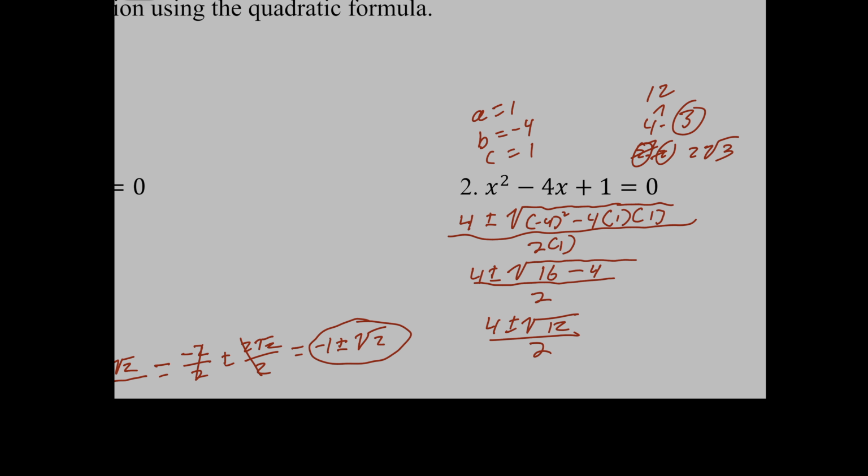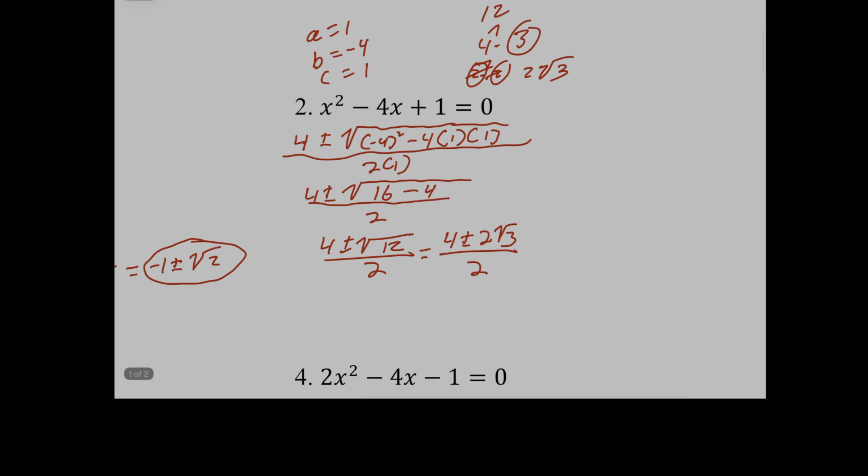And if I went too quick on that, I have a whole section on radicals. Go to that. That's simplifying a radical in that section. That's what I did right there, but I did it really quick because I spent time on that in another lesson. 4 plus or minus 2 root 3 over 2.